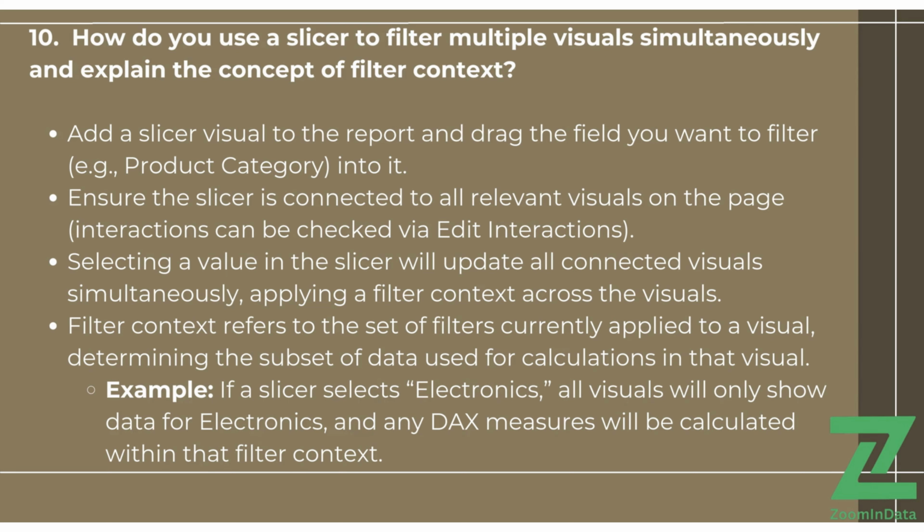Selecting a value in the slicer will update all connected visuals simultaneously, applying a filter context across the visuals. Filter context refers to the set of filters currently applied to a visual, determining the subset of data used for calculations in that visual. Example: if a slicer selects electronics, all visuals will only show data for electronics, and any DAX measures will be calculated within that filter context.